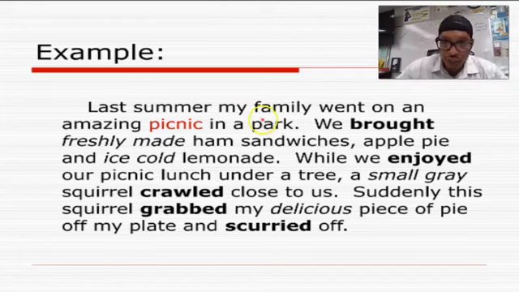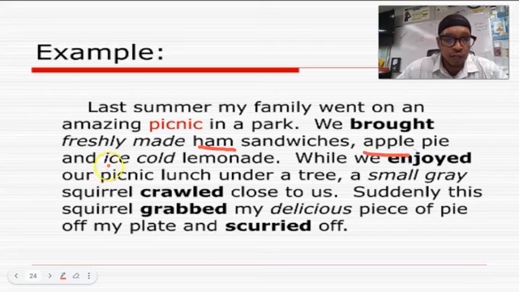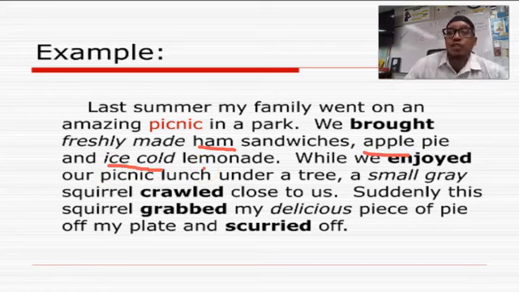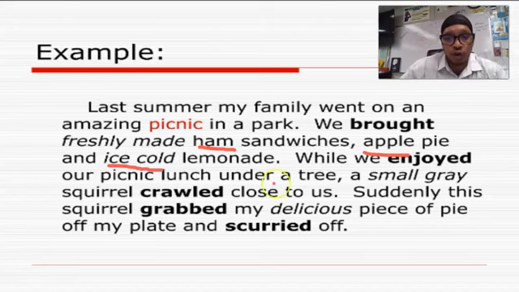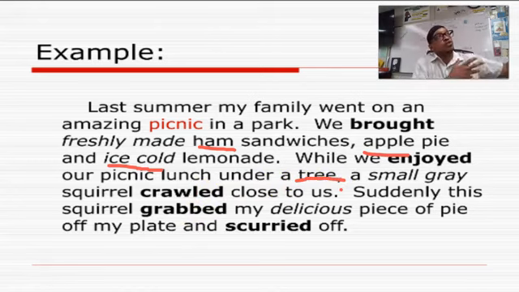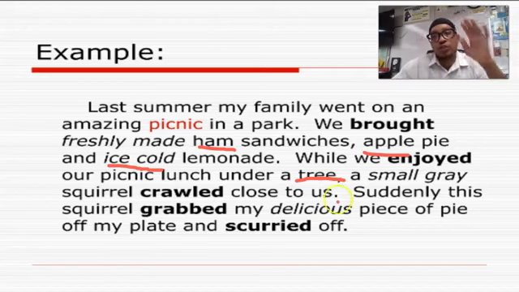Now, this is a really pretty good description. Here's the thing: they could have just said we brought food, but instead they described the food. Ham sandwiches, a specific type of sandwich, a specific type of pie. They also said that the lemonade was ice cold. They didn't have to say that. They could have said we brought lemonade, but they said it was ice cold. This helps give descriptors and helps with our imagination and seeing things, which makes it interesting to us. While we enjoyed our lunch under a tree, that also tells us where they were in the park. They were under the tree. It probably means it was kind of shady, so the weather was kind of good.